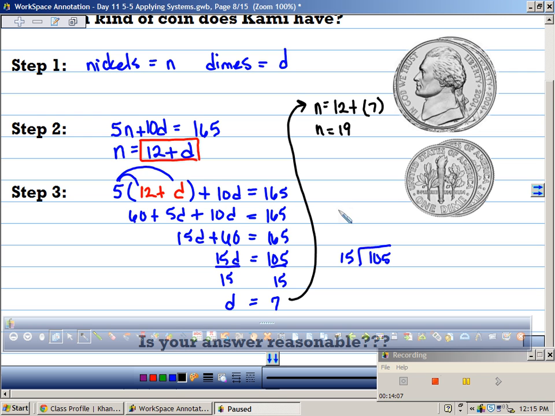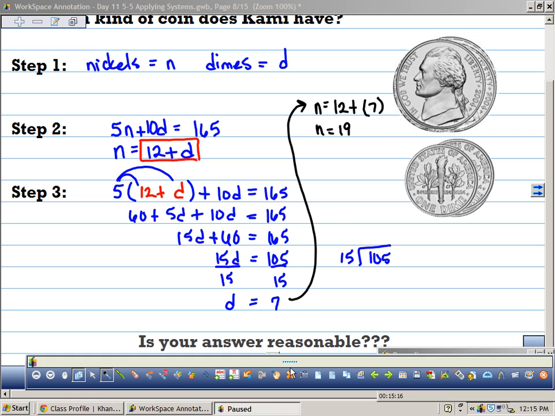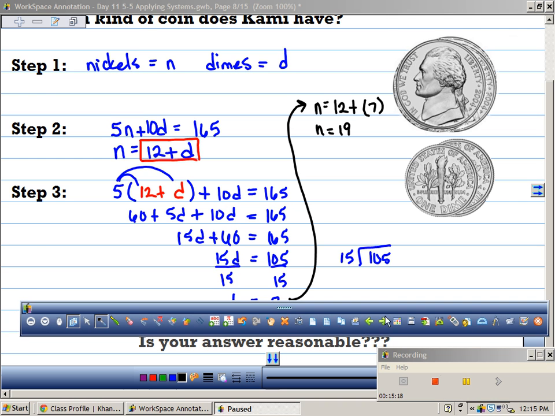How much is 7 dimes? 70 cents. Add that up in your head. How much is $1.70? $1.70. But did we have 20 nickels? How many nickels do we have? 19. So how many do I need to take away? 1 nickel. Take 1 nickel away from $1.70. Is that what we needed? Is my answer reasonable? Yeah, it is reasonable.